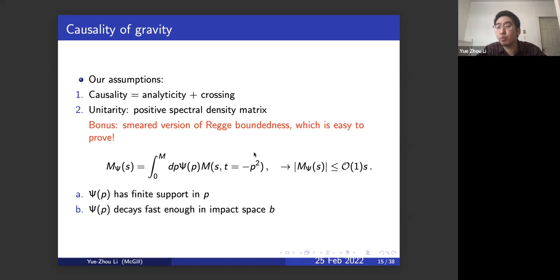This is our strategy: we don't directly consider the amplitude. Instead, we consider the smeared amplitude, that is the amplitude integrated against a wave function over the transfer momentum with compact support. I will briefly sketch the proof of why this smeared amplitude, together with causality and unitarity, means that it must be bounded by linear in s, but this is what we use.